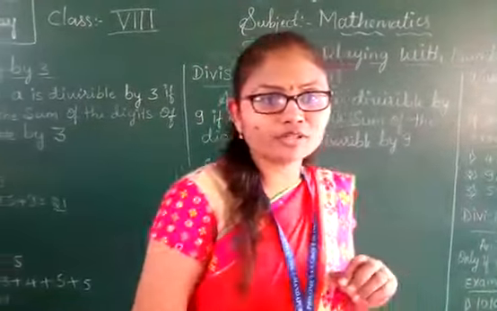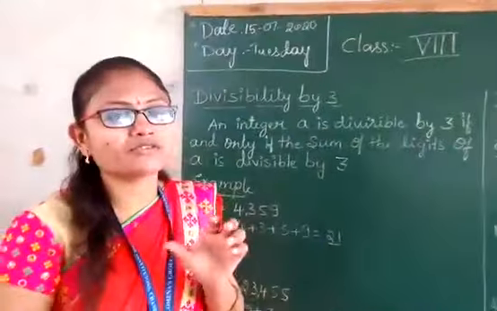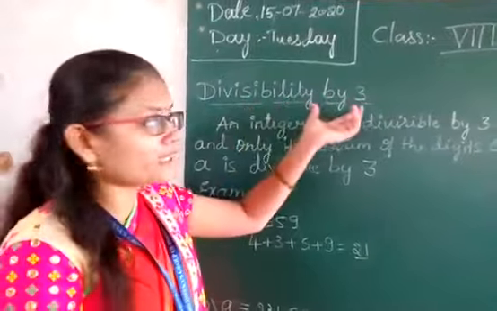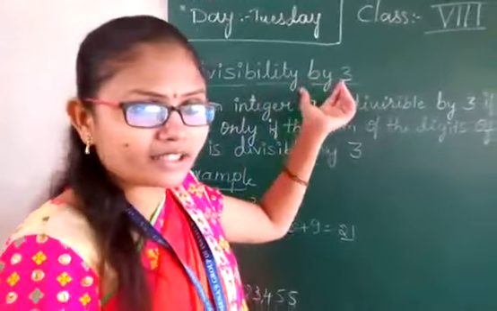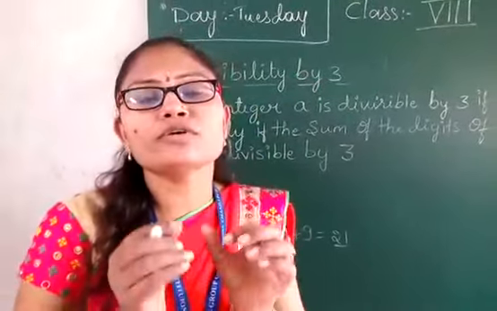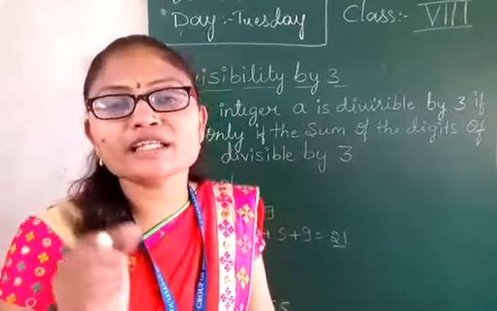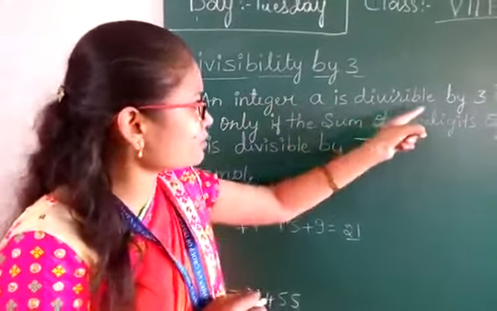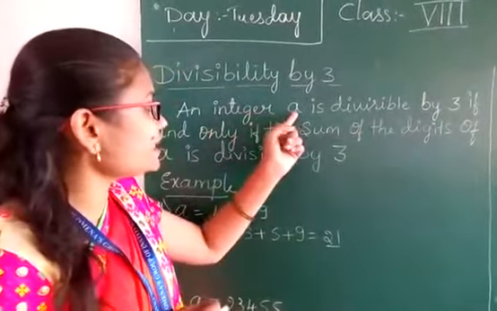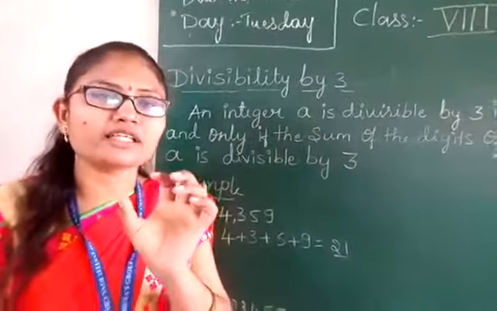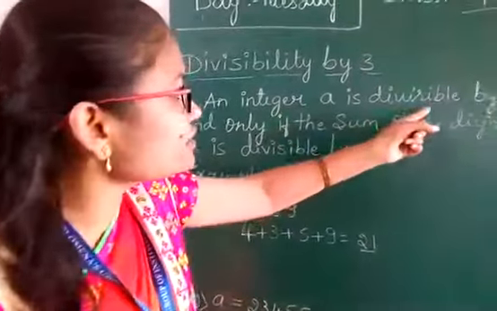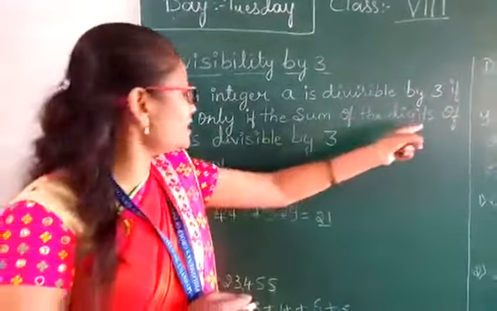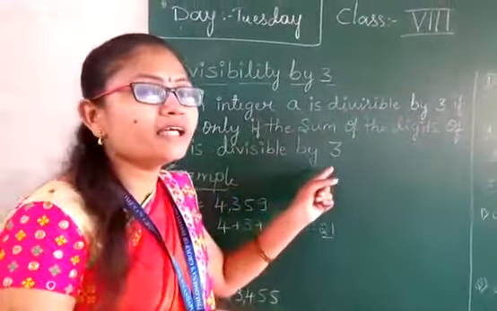Now today we are going to learn whether a given number is divisible by 3 or not. Divisibility by 3. You can see that an integer a is divisible by 3. An integer a is any number, any integer you can take. A is divisible by 3 if and only if the sum of the digits of a is divisible by 3.